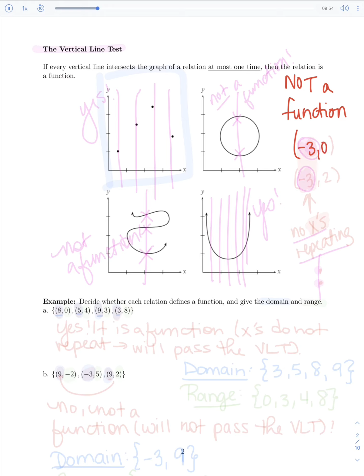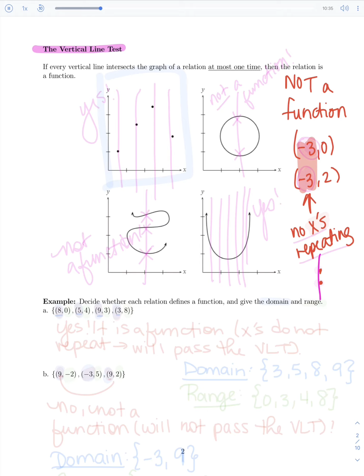We said -3, 0 and -3, 2 meant you did not want this happening. You did not want your x's repeating. Well, notice if you don't want your x's repeating, remember that if x's repeat, it means you'll end up with 2 points on top of one another, which means you don't want any points on top of one another. You don't want any vertical lines to hit your graph more than once. So that's why they came up with something called the vertical line test.